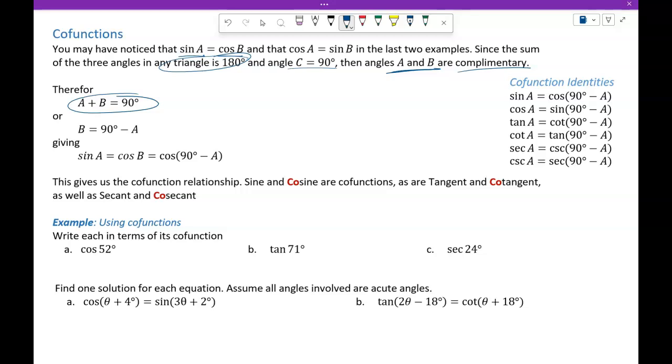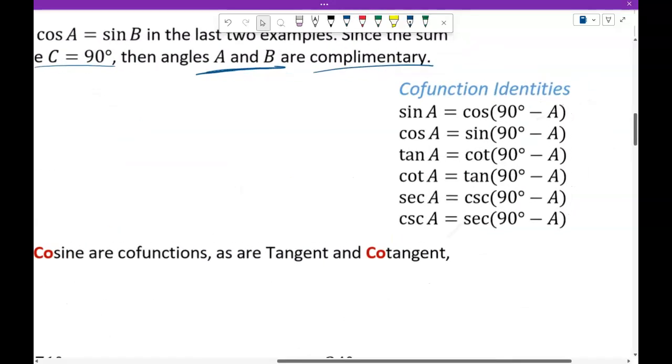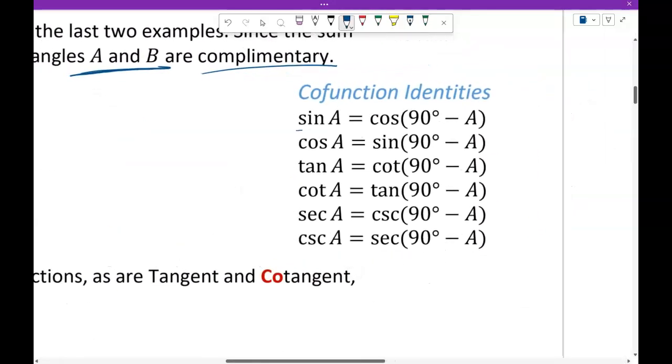We can rewrite this equation, for example, subtracting one of the angles from 90 degrees in order to isolate it. And by taking this relationship where we saw that sine of an angle equals cosine of the other, we can replace the other angle with this expression, where B equals 90 minus A, giving us that sine of A is equivalent to cosine of 90 minus A. That gives us all of our cofunction identities. Sine of an angle is equal to cosine of 90 minus that angle.